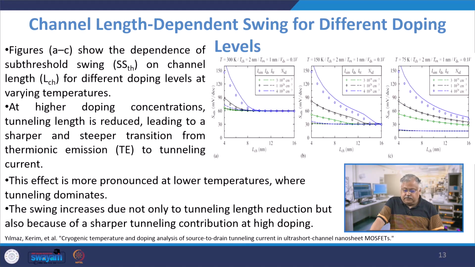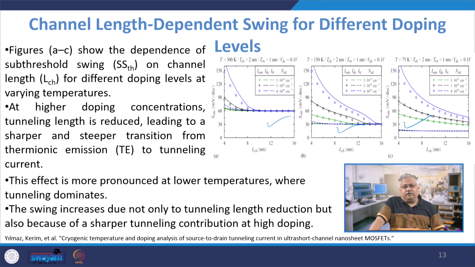What we will do is look at the channel length dependency of swing for different doping levels, and we will plot subthreshold slope versus channel length for various values of doping concentration, right. At higher doping concentration, tunneling length is reduced, leading to sharper, steeper transitions from thermionic to tunneling current. And this is more pronounced at lower temperature where the tunneling dominates.